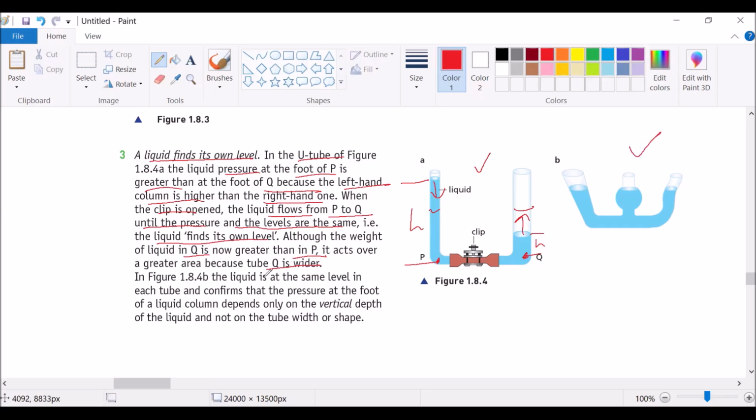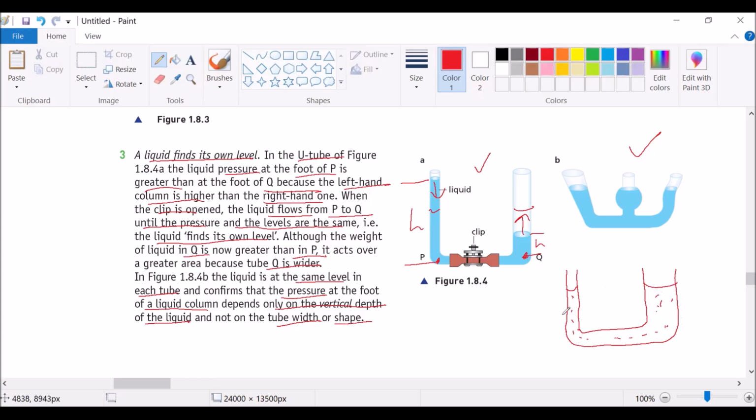In B, the liquid is at the same level in each tube and confirms that the pressure at the foot of the liquid column depends only on the vertical depth of the liquid and not on the tube's width or shape. So if we have a thin column here connected to a thick column there, if we fill it up with liquid, the liquid will find that level. If both ends are open, they will be at the same level.